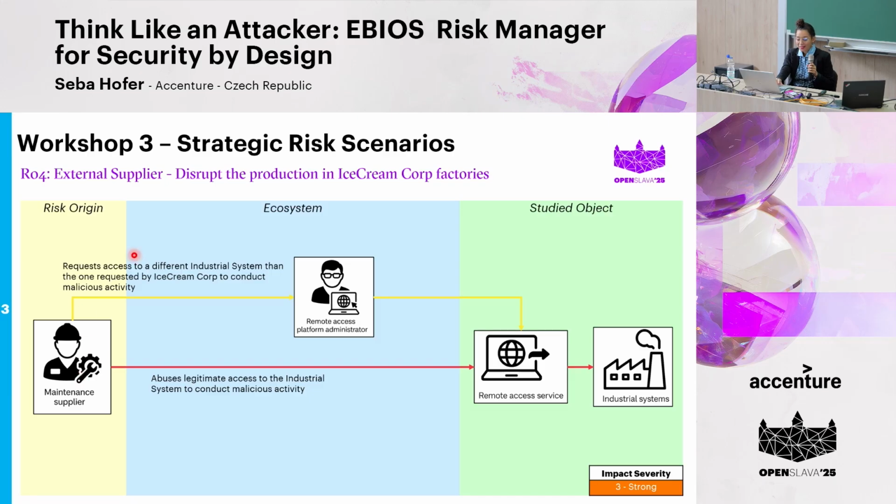And the other attack path here is basically they're going to try to get access to a different industrial system than the one that the company requests them to maintain. And so they're going to try to trick this administrator here that approves the access.